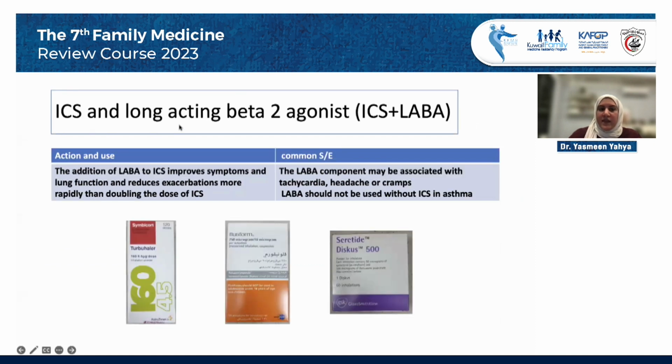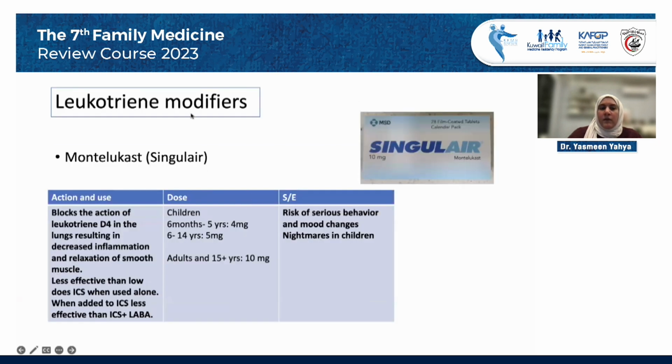And we have the ICS combined with LABA, and the addition of LABA improves the symptoms and lung functions more and reduces the exacerbation. We also have the leukotriene modifiers, which is montelukast. It blocks the action of leukotriene D4 and decreases the inflammation. It is less effective than low-dose ICS when used alone. So in comparison, it's not as effective as ICS. And even when you add it to ICS, it is less effective than ICS plus LABA.